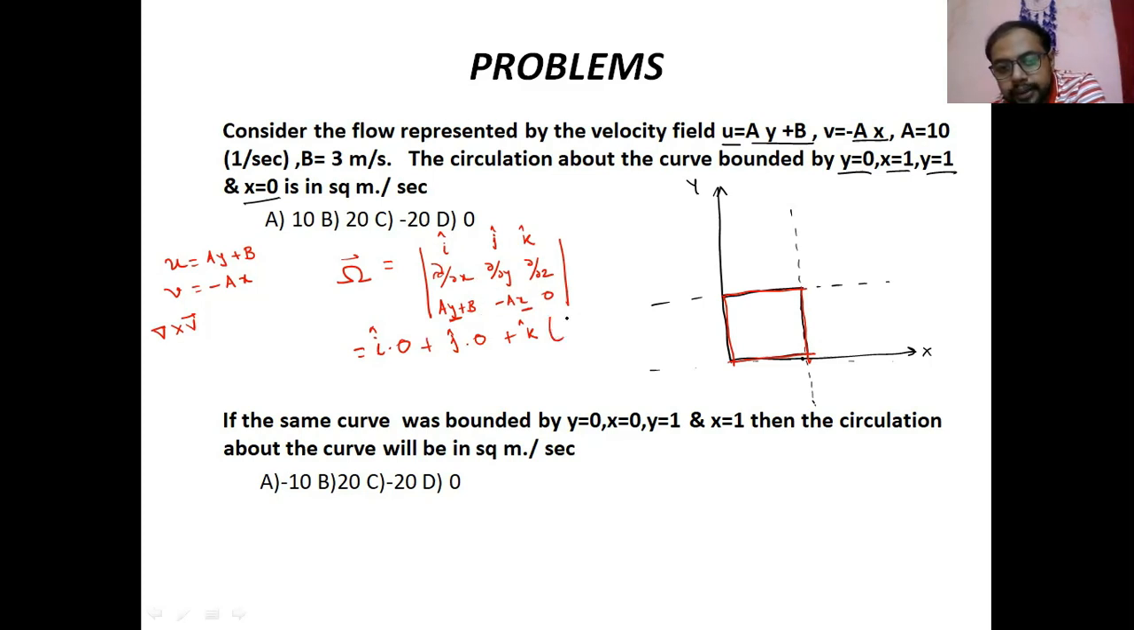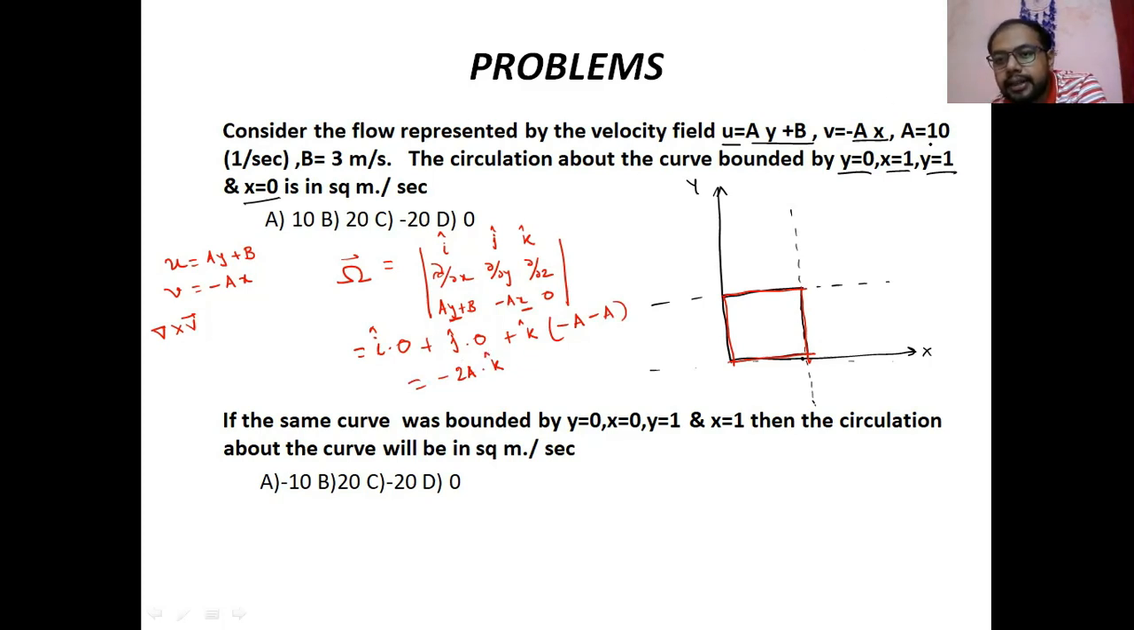So it is written as minus a. d/dx of minus x will give you minus a, minus of d/dy of ay plus b. So again minus a. So minus 2a into k. That is the vorticity vector.